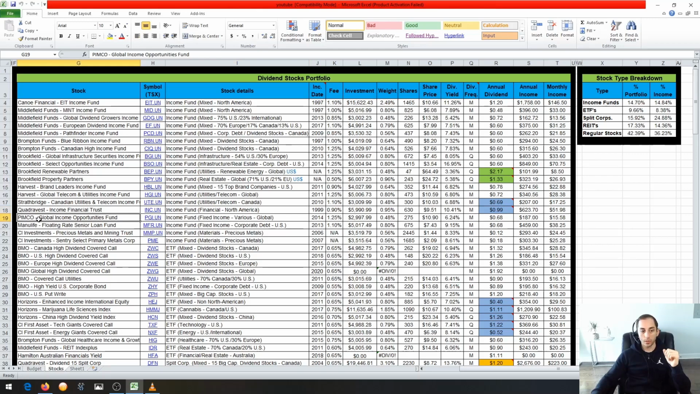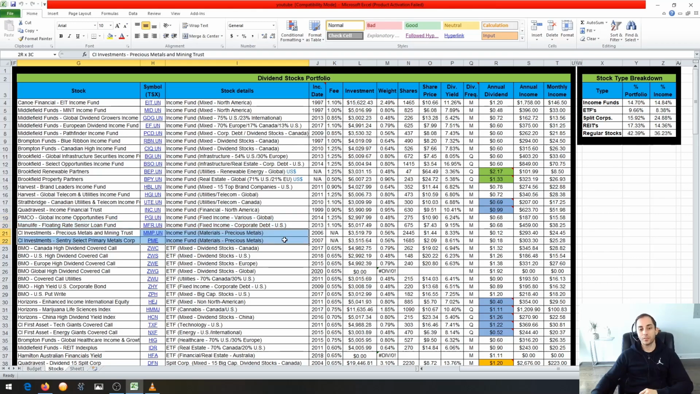Next one is from PIMCO. It's the Global Income Opportunities Fund. So this is purely a fixed income play. Various fixed income securities like bonds, corporate debt, etc. And this covers globally. The next one is also fixed income. This focuses on corporate debt in the US, however. It's run by Manulife, called the Floating Rate Senior Loan Fund. So these two are really good income funds if you're looking to get high yield from fixed income securities.